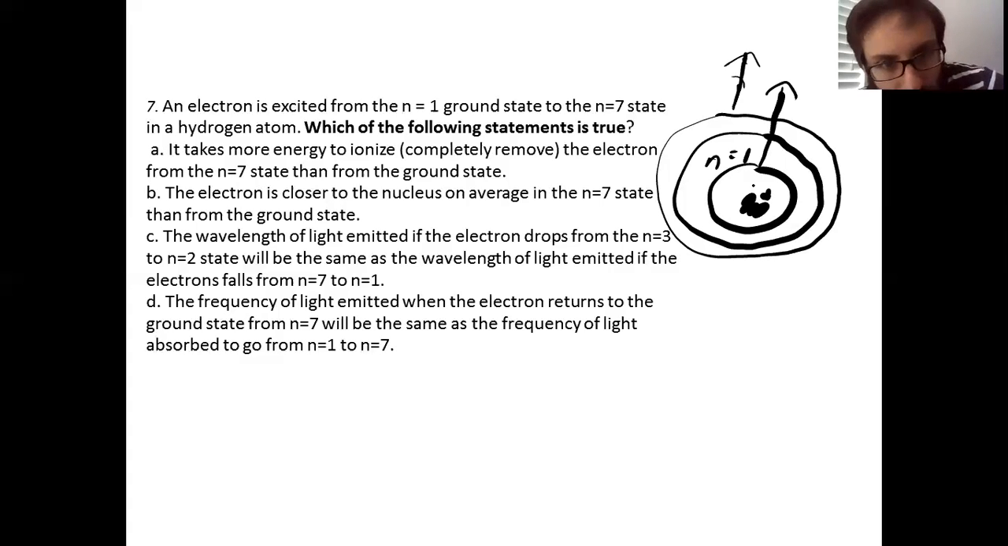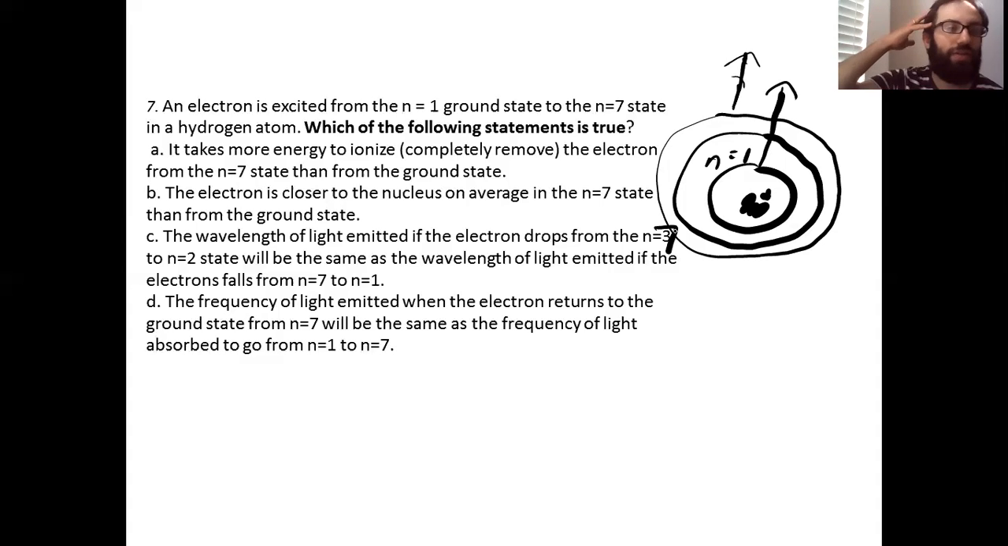B, the electron is closer to the nucleus on average in the n equals 7. No, by this picture, n equals 7 means further away, okay? So that's not true. C, the wavelength of light emitted if the electron drops from the n equals 3 to, that should say n equals 7. Sorry, it's a typo in that key. I fixed it in the exam.